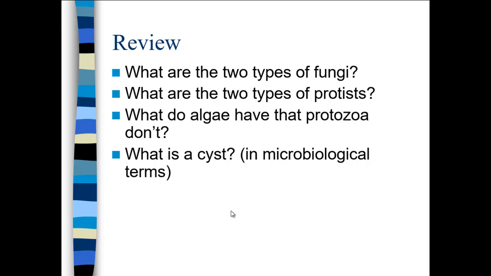What is a cyst? And this is in terms of microbiology. And you'll remember that there are 2 states of specific protozoa. Not all protozoa do this, but there are 2 states. One is called the trophozoite, and the trophozoite is an active vegetative form of the protozoan, and a cyst is the dormant form of the protozoan.